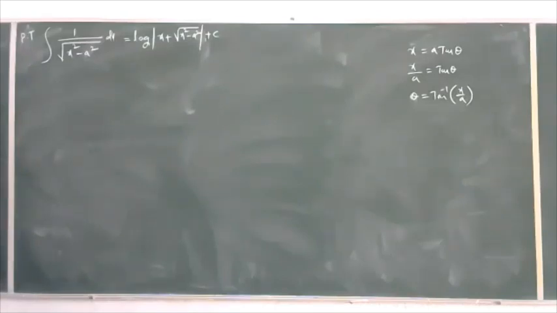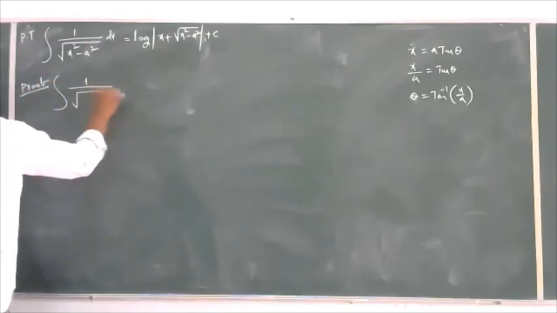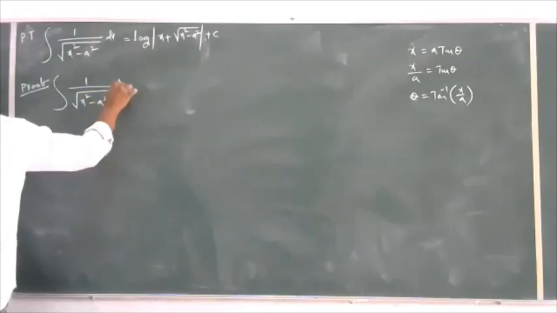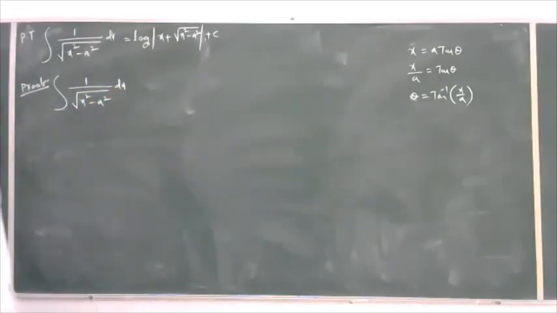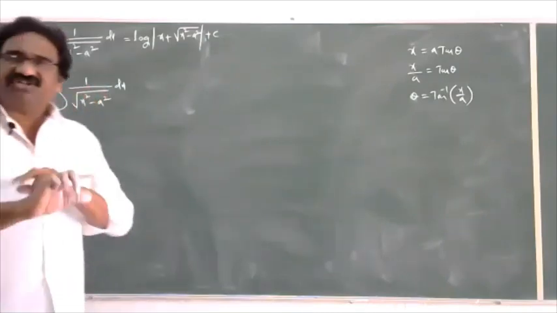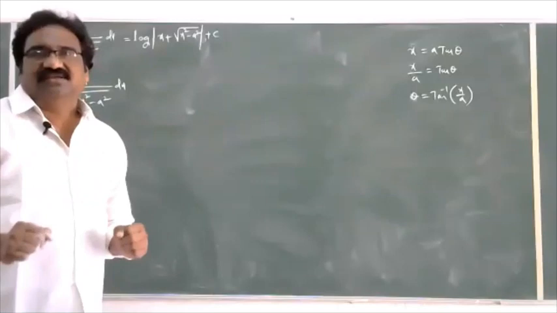Yes, proof. Integral 1 by root of x square minus a square into dx. Here the substitution is, instead of x, you substitute a secant theta. That is a square secant square theta minus a square. You take a square common. Secant square theta minus 1 is equal to tan square theta. Root of tan square theta is tan theta. So the total function is reduced to a single variable.